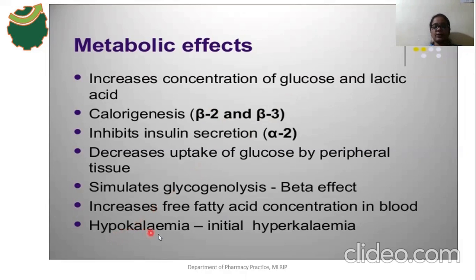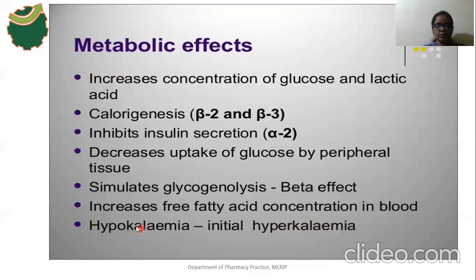Then hypokalemia occurs. But first, initially hyperkalemia occurs. Why does hyperkalemia occur? Because initially the liver releases the potassium ions. That's why the potassium ion levels within the blood increase. That is called hyperkalemia. Then, afterwards, hypokalemia also occurs.